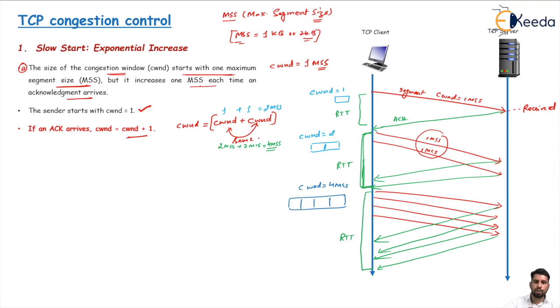In short, every time an acknowledgement arrives at the sender, the window size is doubled. If an acknowledgement arrives, the congestion window size gets doubled.